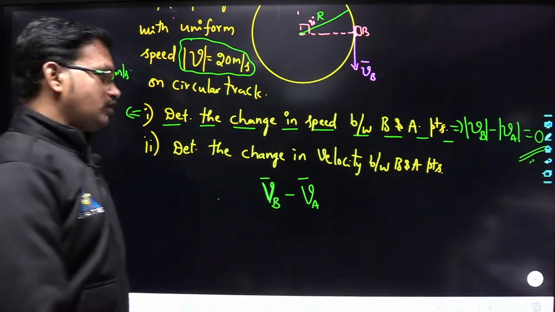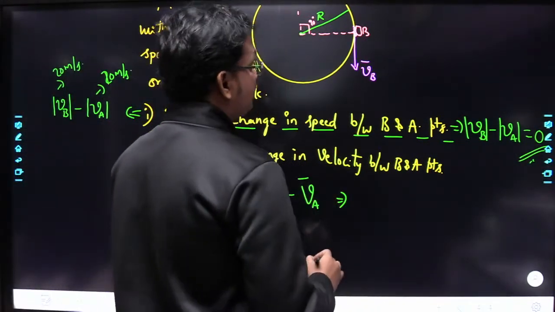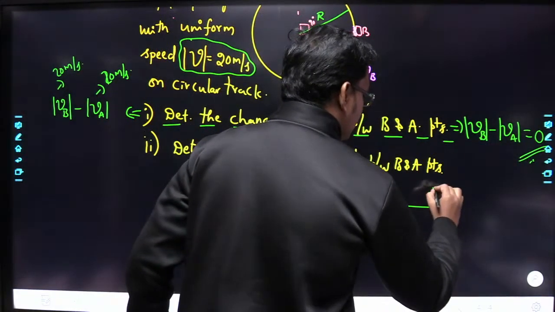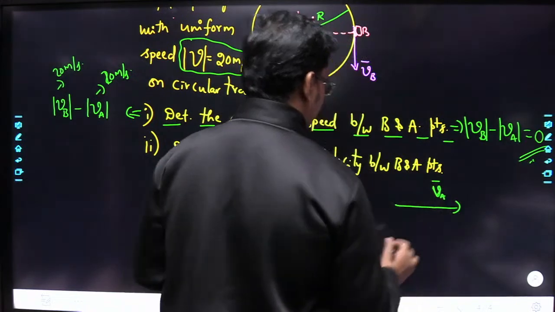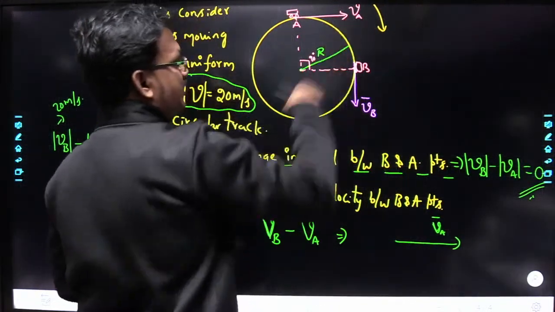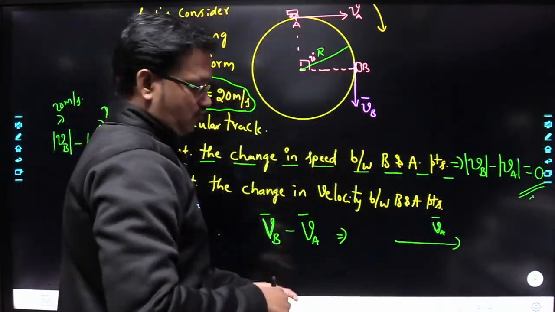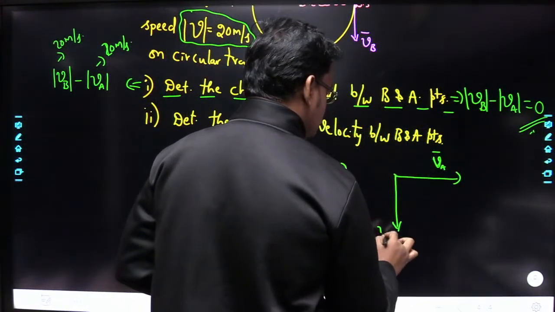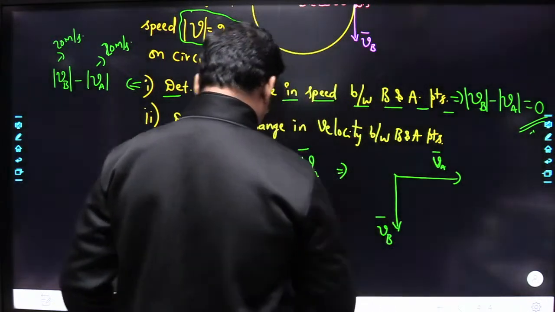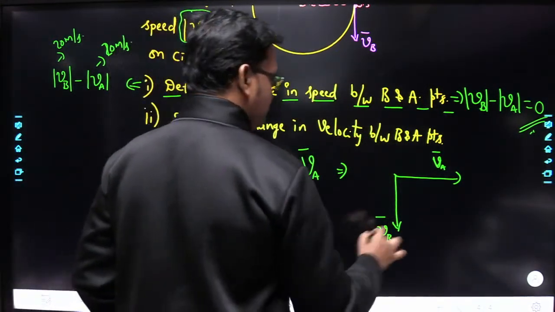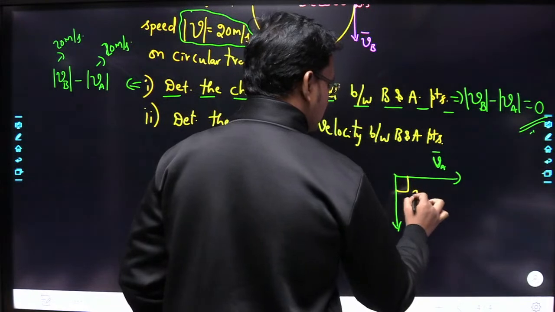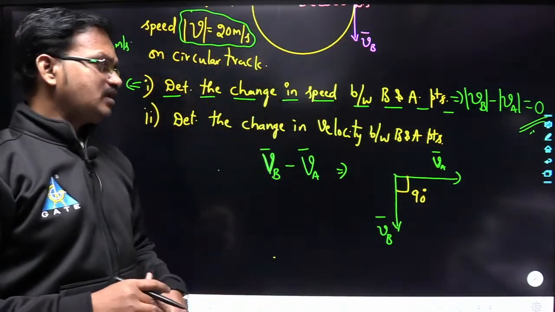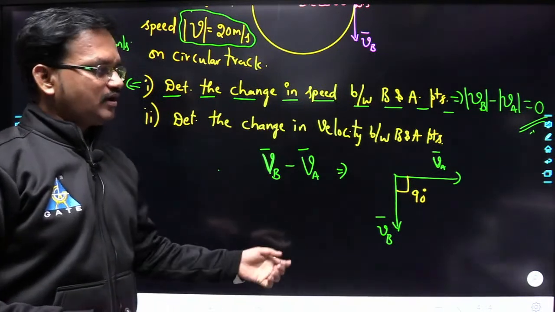Yes or no? Now if you observe here, VA bar is pointing in this direction, right? So VA bar is pointing like this and VB bar is pointing downward. Now what is the angle between these two? The angle between these two is nothing but 90 degrees. Understood? The angle between these two is 90 degrees.